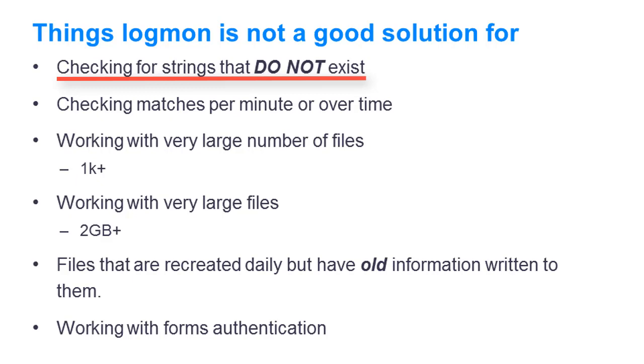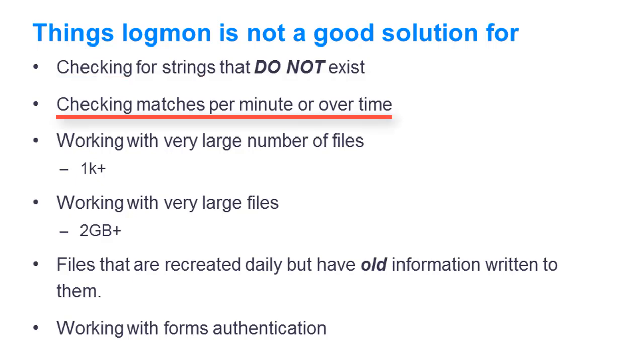Logmon out of the box does not natively support checking for something that does not exist. As of the writing of this training, Logmon does not have a way to check for a number of matches per time period or over a period of time and then send an alarm.